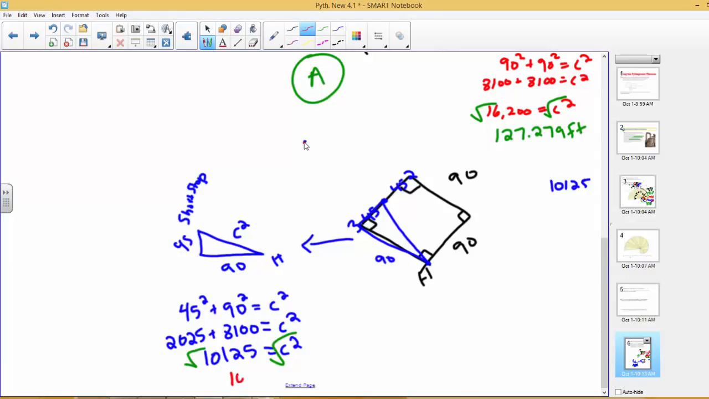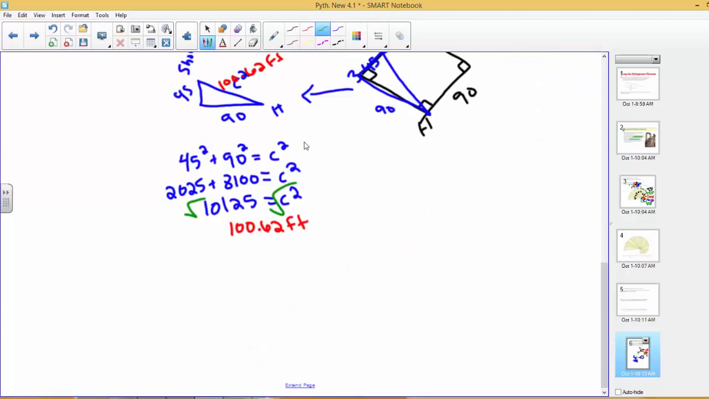So 100.62 feet. And it does make sense that that's a little bit smaller because the height's smaller. And then the last one, C, says the pitcher's mound is 60 feet 6 inches from home plate. Find the distance from the pitcher's mound to each base.